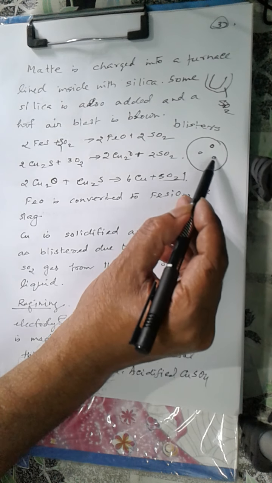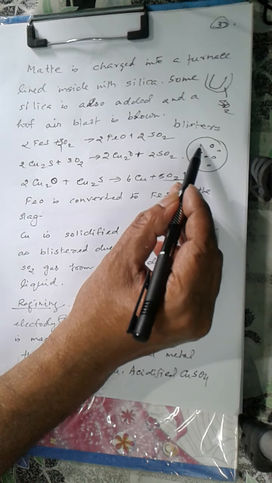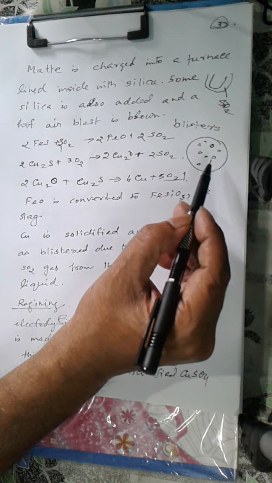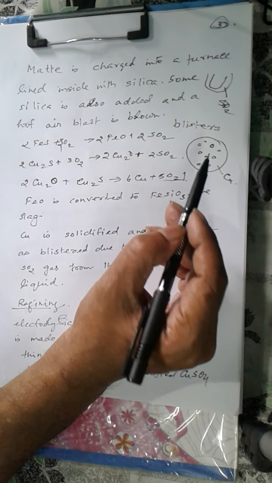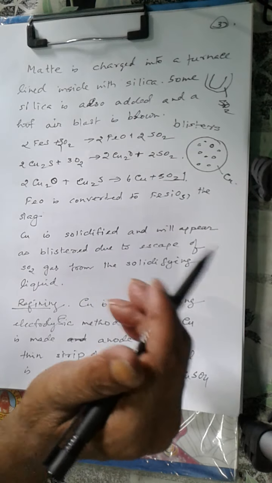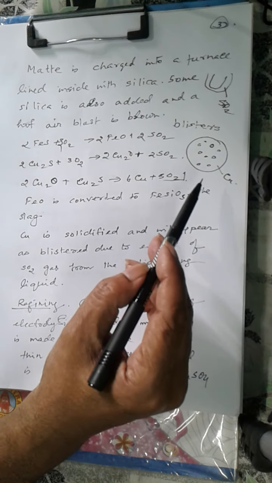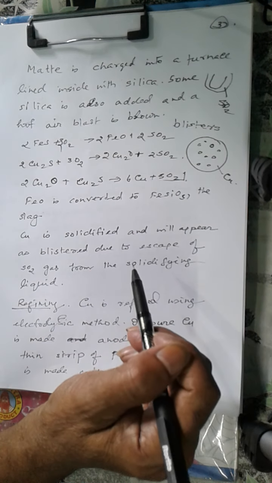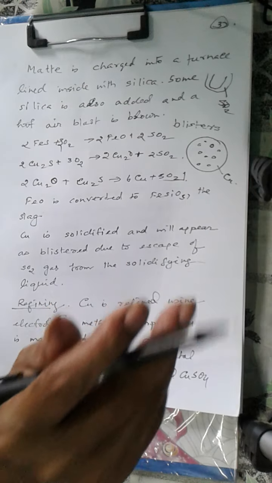Now such a blistered appearance of the surface of solidified copper is due to the escape of sulfur dioxide gas from the molten copper, and that impure copper obtained will be called blister copper.